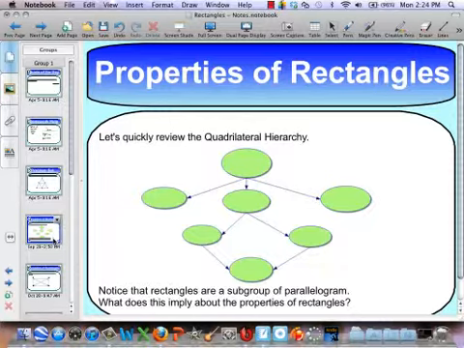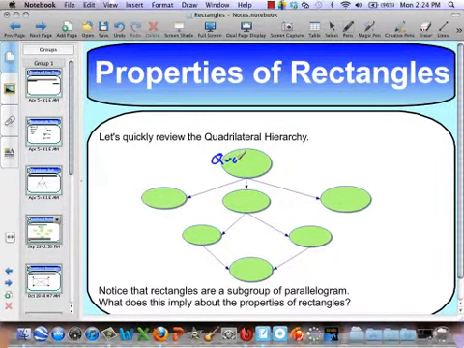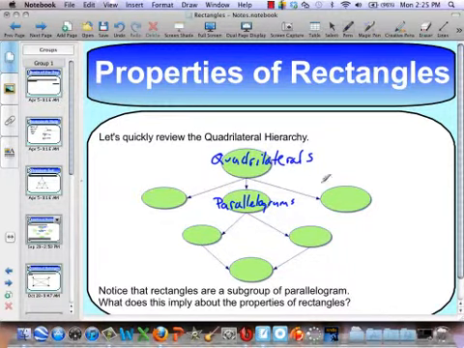Okay. Mackenzie, what shape is all the way up here at the top? All right, good job, Justin. Okay, so it's quadrilaterals. What's our center shape? Mackenzie? Parallelograms. Sebastian, give me one of my two outliers. Give me either this shape or this shape.